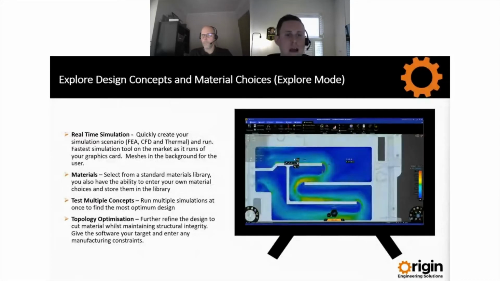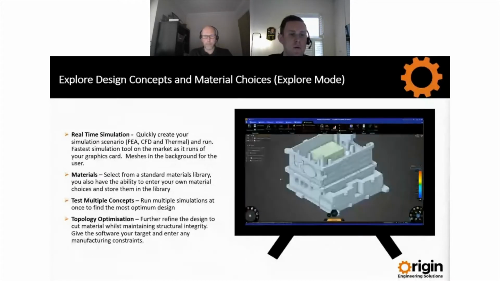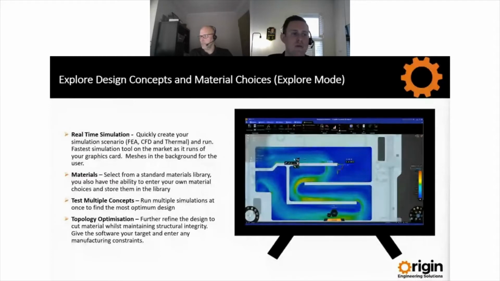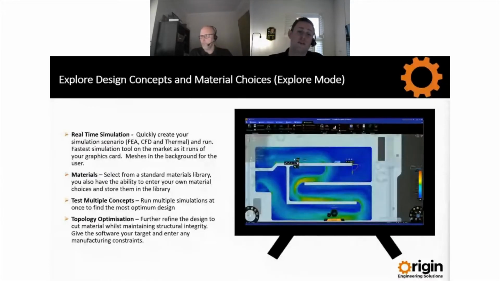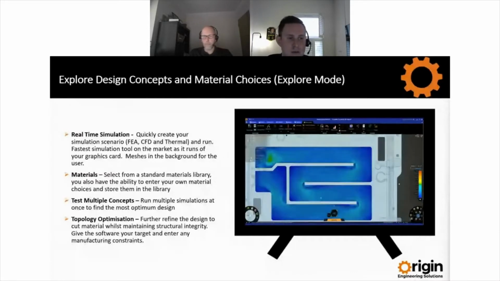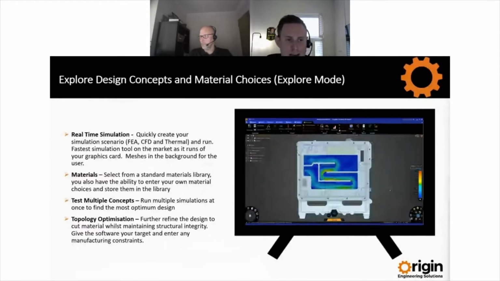Once we're happy with the geometry and we've prepared that, we can then go and get some really fast results. In this example, you're seeing a fluid example. It comes with FEA, CFD, and thermal, and all of the meshing is done in the background for you. And as I said, the simulation runs off your graphics card, so it's very quick. From a material standpoint, we've got a library of materials for you to choose from, but you can also add your own custom materials into the library, or even, if you want, get access to the Granta materials library as well. So it's really great at being able to quickly get some feedback on those design ideas, iterate the design and run multiple simulations.